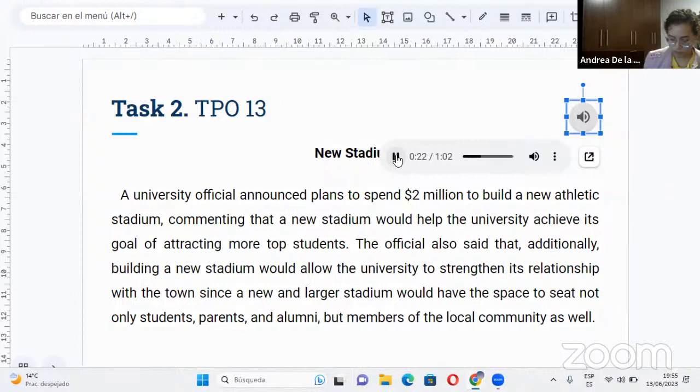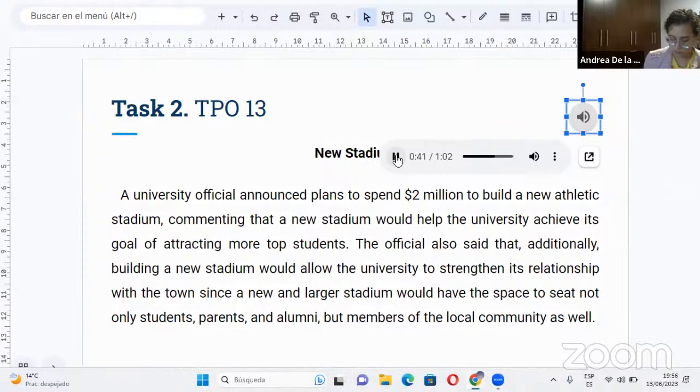What do you mean? Like the science laboratories having such old, outdated equipment, and the library needing more books, and the student center being so small. I think that the $2 million could be spent in better places if the university is really serious about achieving its goal. Okay, but what about the other reason for building the stadium?